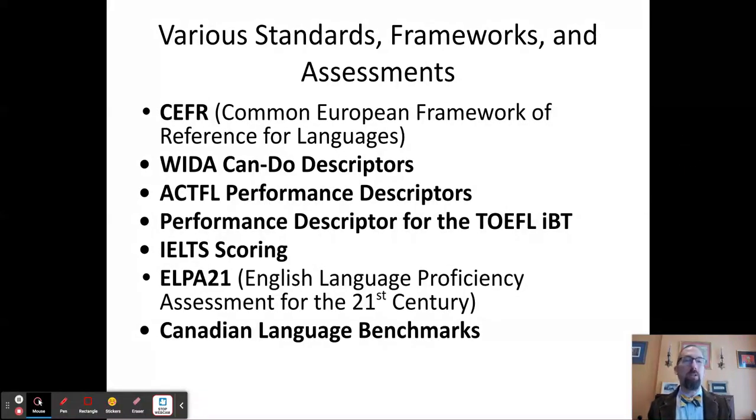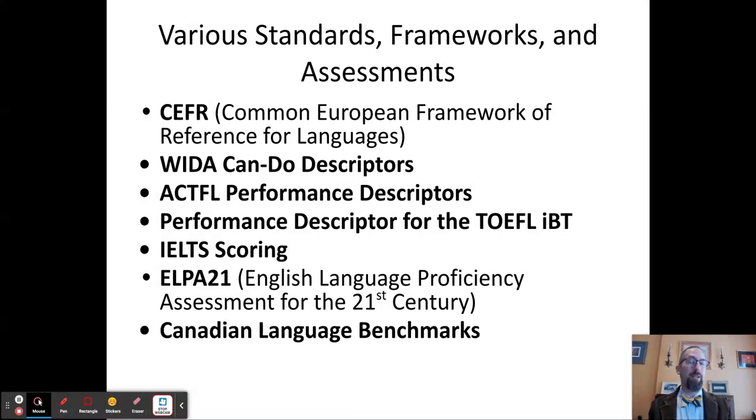Some different standards, frameworks, and assessments that may be helpful for you to look at based on your context are the CEFR, the Common European Framework of Reference for Languages. So, whether your students are at an A1, A2, B1, B2, C1, what level they're at, and what level they're moving to. The WIDA Can Do descriptors. In K through 12 schools in Missouri, the WIDA Can Do descriptors are often used. ACTFL has performance descriptors. Then there are different performance descriptors for the TOEFL.